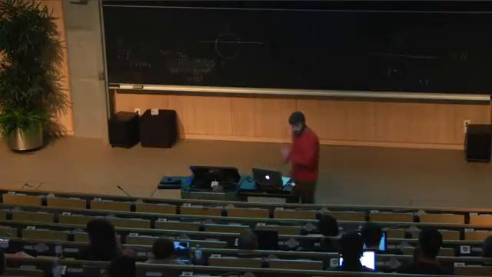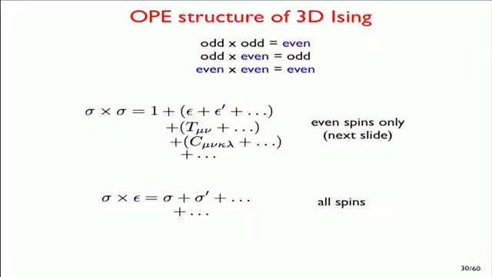Now, if we go back to the Ising model, then what do we know about the OPE structure of the Ising model?